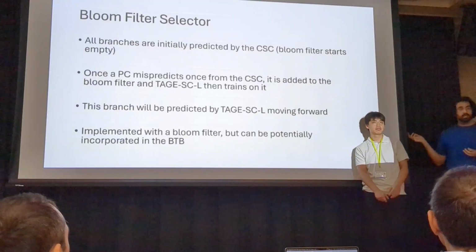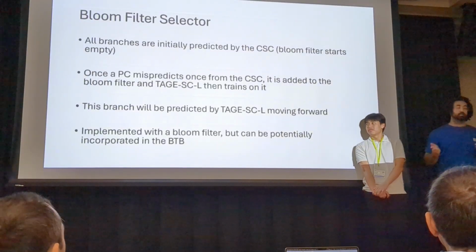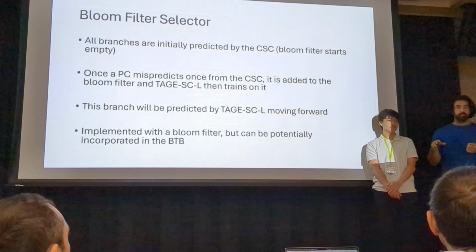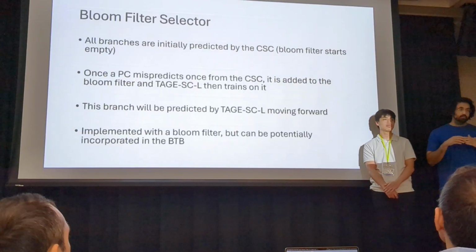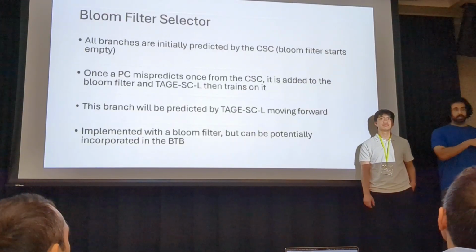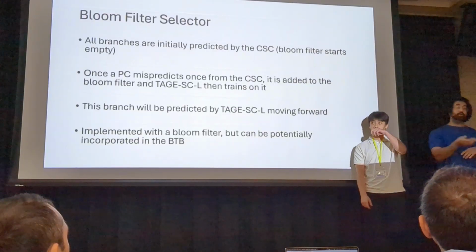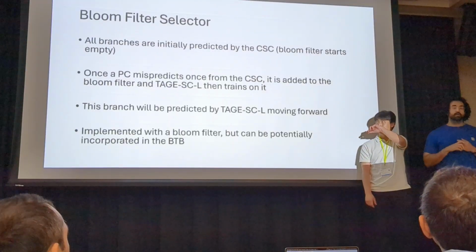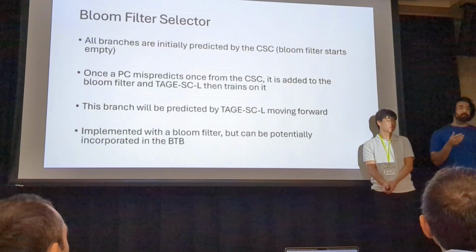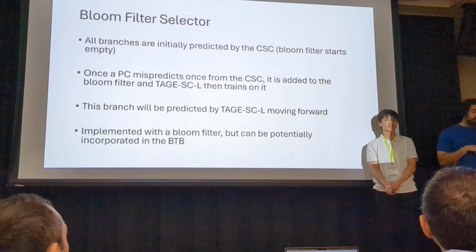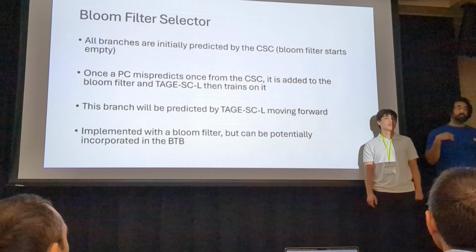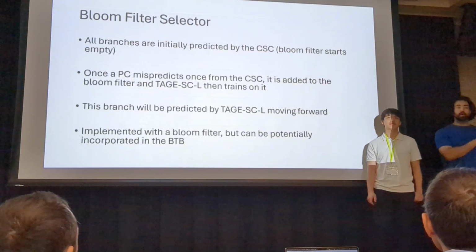In addition to the CSC, we had a Bloom filter to select between TAGE and the CSC. The Bloom filter starts initially empty, and all of the branches are predicted by CSC. On the first mispredict by CSC, we put the PC of that branch into the Bloom filter. Then at predict time, we look up the PC of the branch, and if it's in the Bloom filter, we give it to TAGE. The Bloom filter is also looked up at update time: if the PC is in the Bloom filter, we send the update to TAGE.